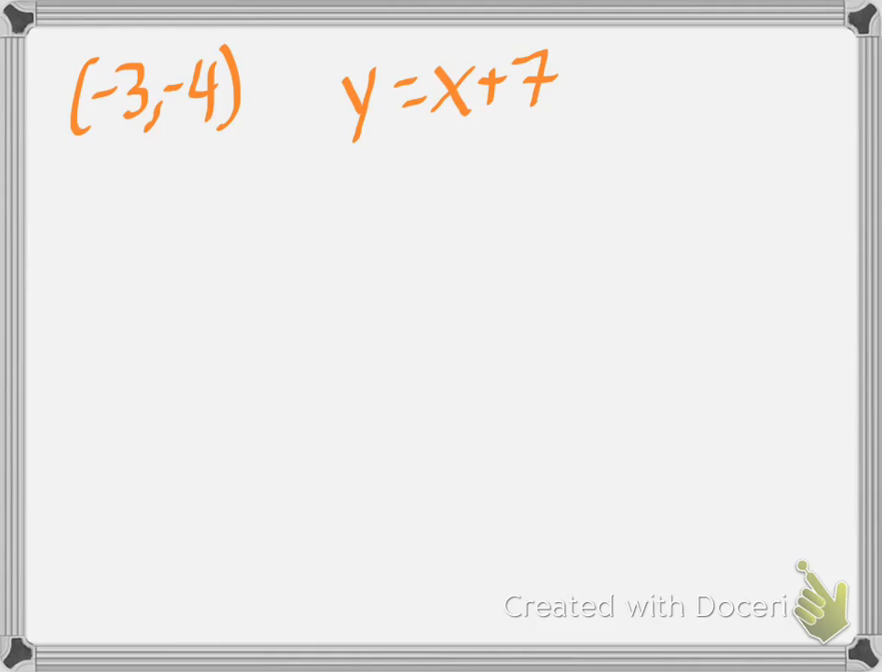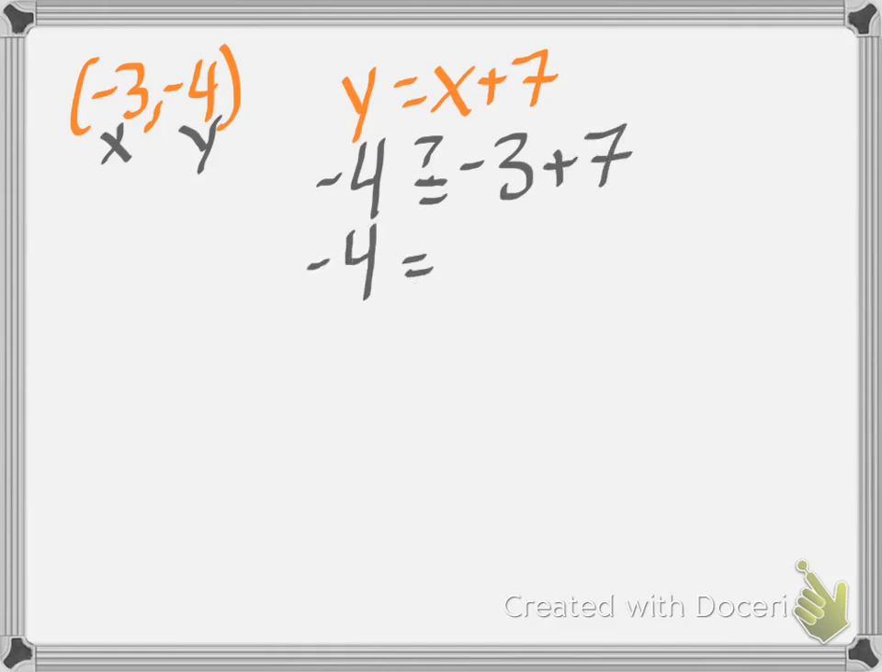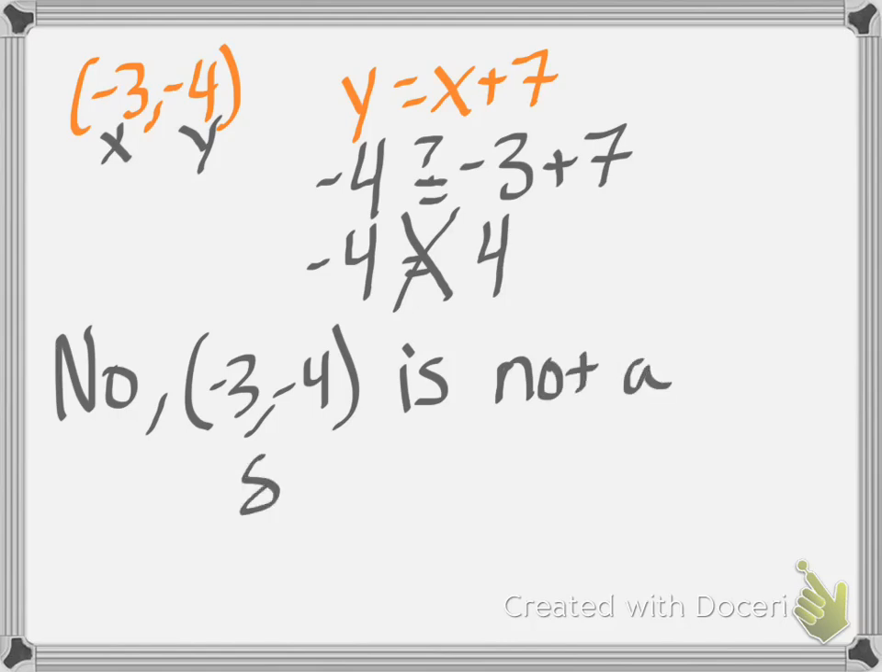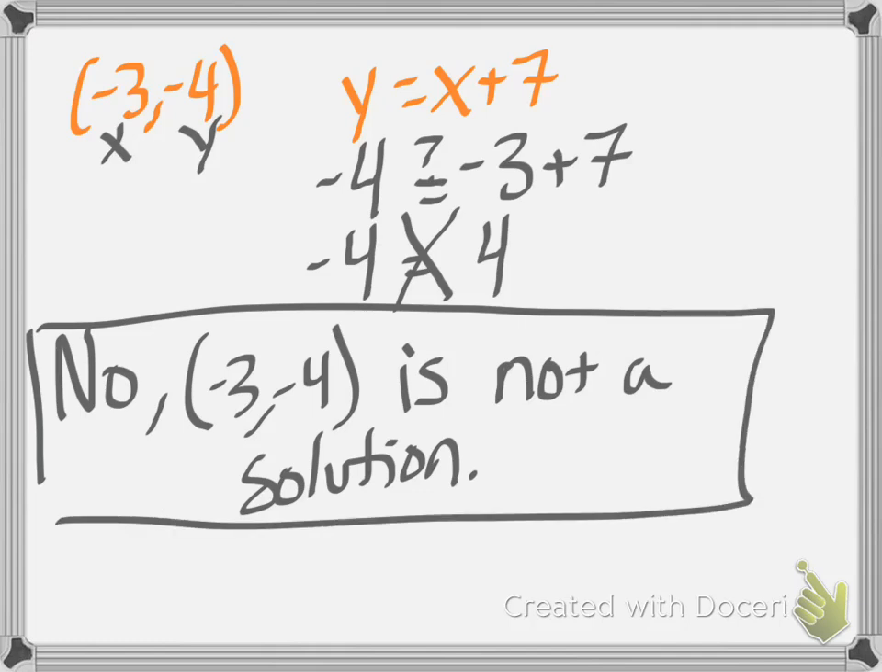Here's another one. Now we've got some negatives, so we need to be careful. Here's my x, here's my y. Negative 4, does it equal negative 3 plus 7? Negative 3 plus 7, signs are different, so we need to subtract, and the sign of the higher number is 7. So that means these are not equal. So no, negative 3, negative 4 is not a solution. So sometimes the answer is yes, and sometimes the answer is no.